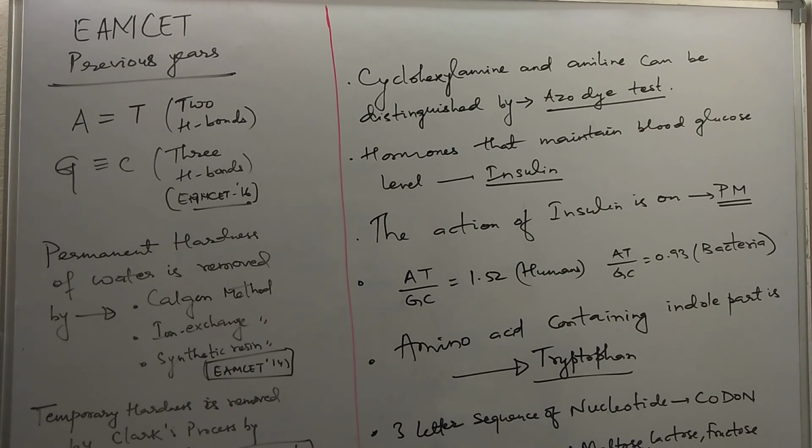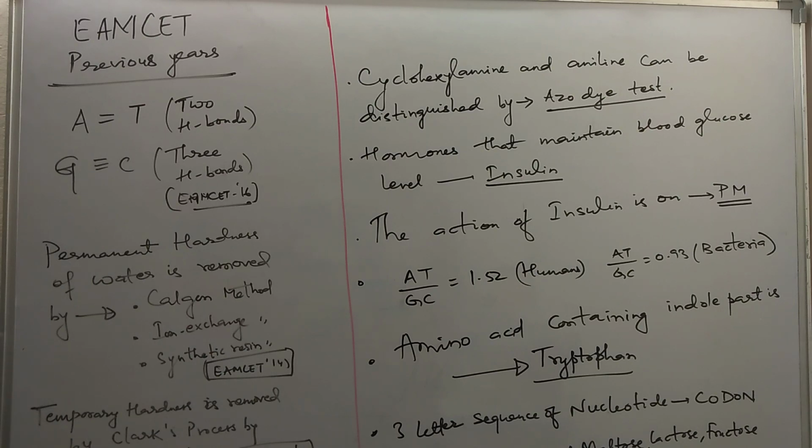Next is the hormone that maintains the blood glucose level. As you know, insulin is a hormone which maintains the blood glucose level, and the site of action of insulin is the plasma membrane. Keep it in mind. So two questions have been asked from biomolecules.